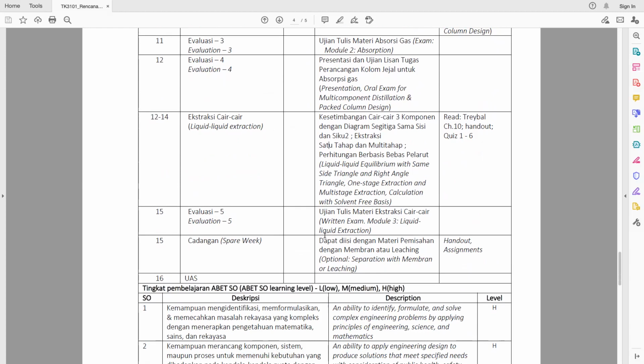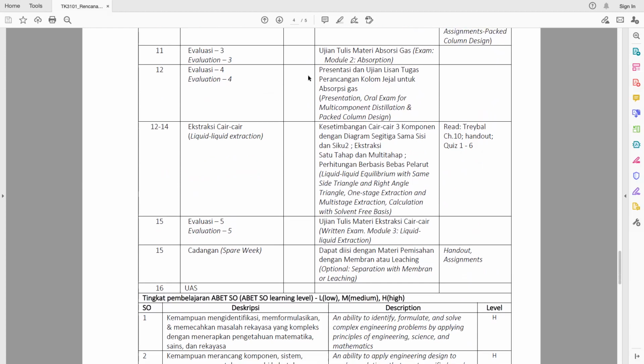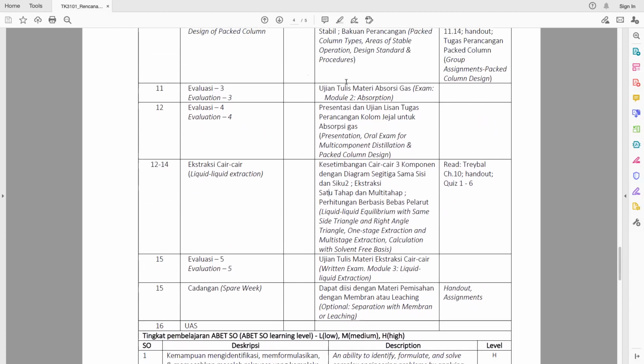So, and then if we have time per week, you can have additional material such as leaching or separation with membrane. Okay. Also, for the exam ujian tulis, if we still follow last year, the exam is you must pass, or if you don't pass, then you have to repeat the exam again. Okay, so usually it's either 60 or 1.